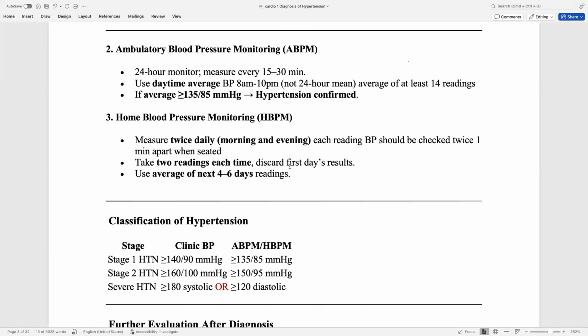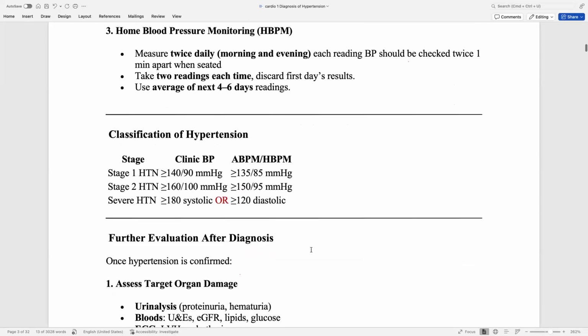And if he measured it for 7 days, the first day is like a training day or learning day. We will discard this reading. We will use the second day and onwards. If he measured for 7 days, then we will take from day 2 to day 7. It's like 6 days. A minimum of 4 days is enough. Right.